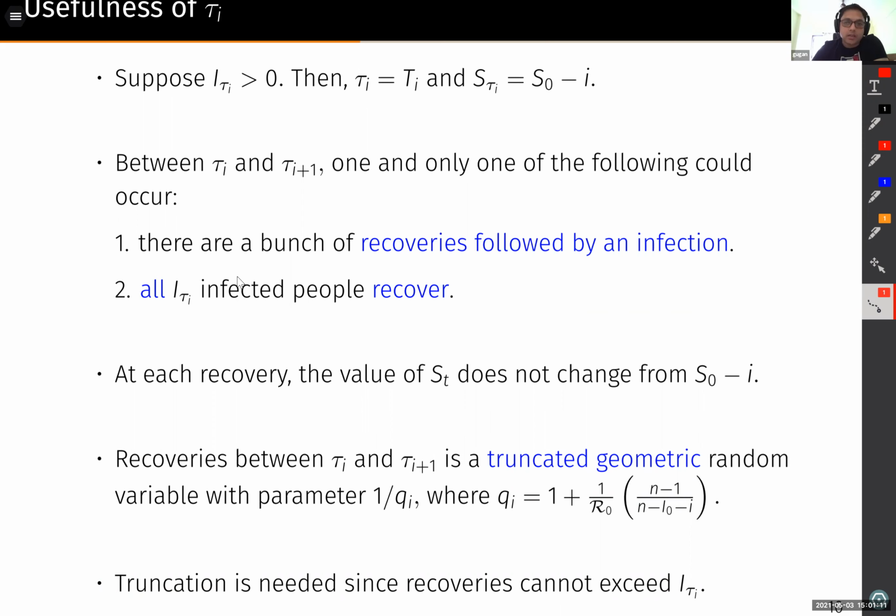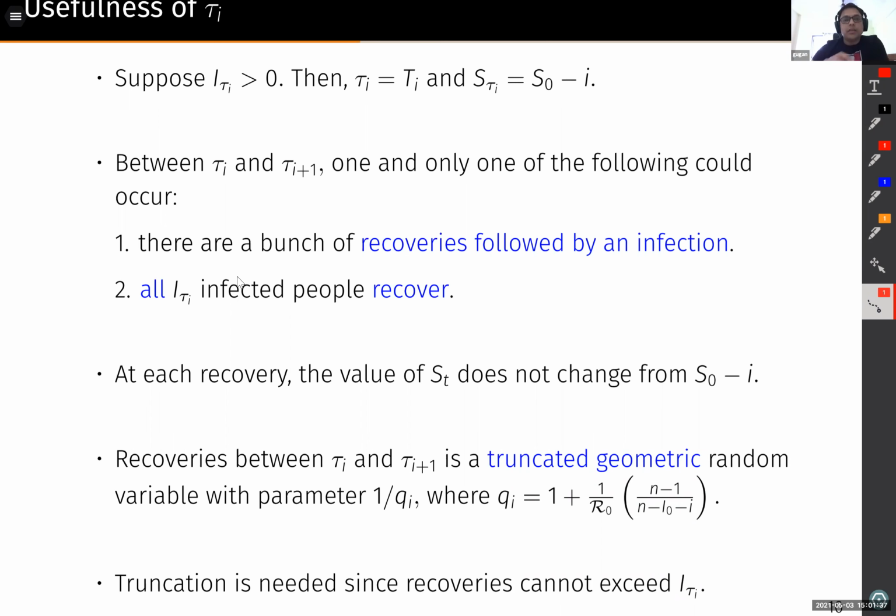Is this okay? In some sense, this makes the analysis simple, because then we can use existing analysis of geometric random variables to say something about the number of infections and so on and so forth. All right. Let me just have a look at the time. Since I'm running out of time, maybe I'll not go into this slide in much detail.